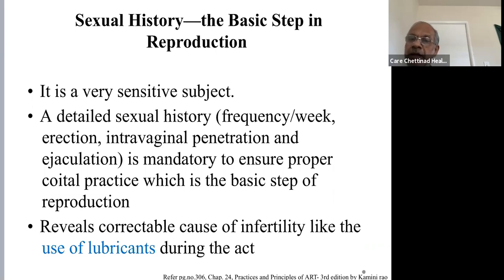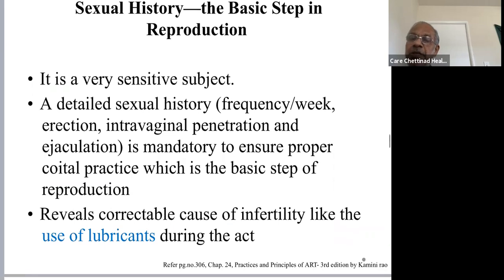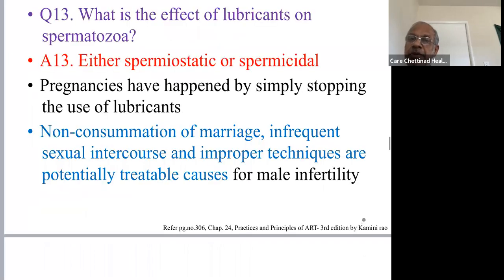A simple example would be use of lubricants. Many couples start using lubricants early in their marital life because it's painful to start with. But they continue to use it and forget to stop using it. Lubricants are all right for sexual intercourse, but they're bad for the spermatozoa. All lubricants are either spermicidal or spermistatic. Therefore, if you are attempting pregnancy, please encourage the couple to stop using lubricant. The best lubricant would be adequate foreplay and vaginal secretions. Otherwise, there are other lubricants available commercially, which are a second choice.